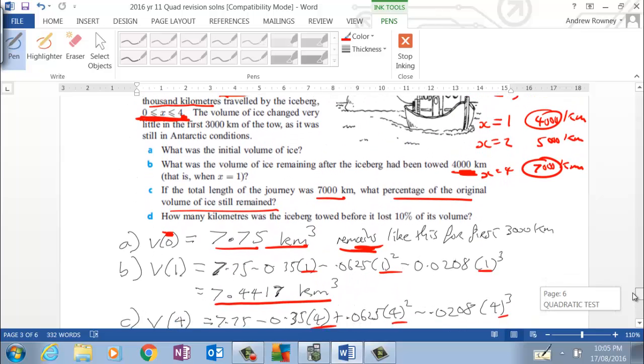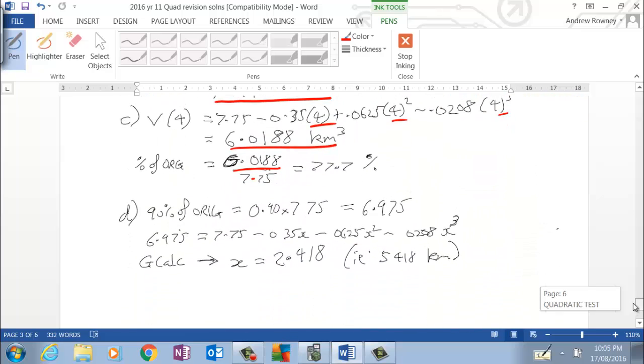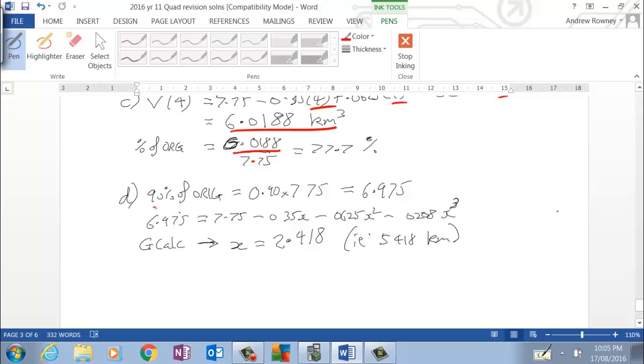Part D says how many kilometres was it towed before it lost 10%. So if it loses 10%, then 90% will be remaining. 90% of the original is 6.97. So the volume formula is how much is remaining, so we need to have that amount remaining equals our cubic function.